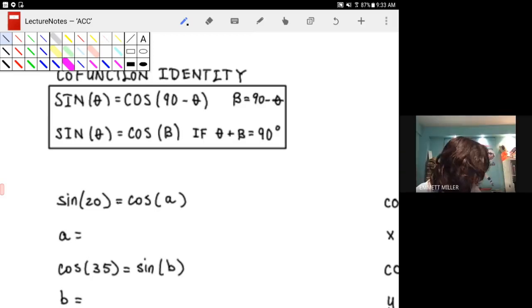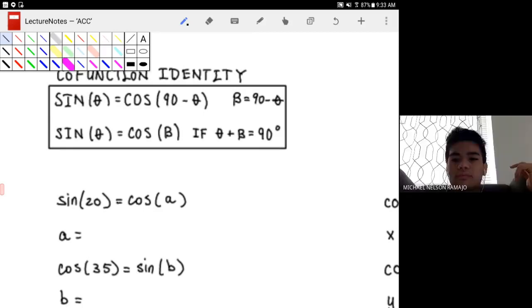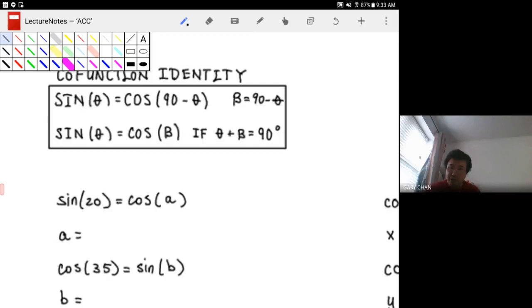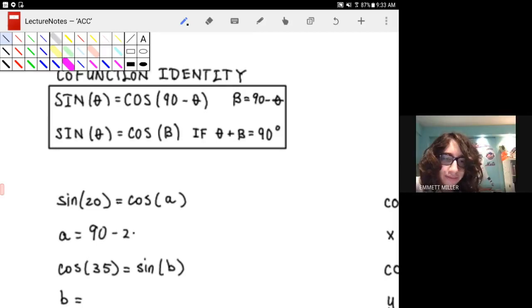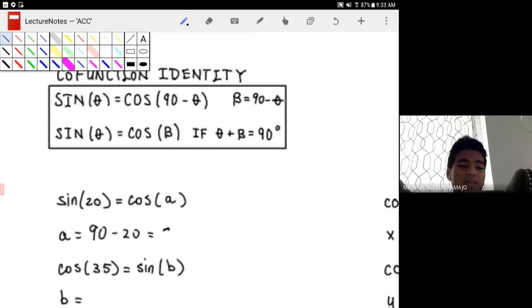That's it. So what would that be, Emmett? You can do 90 minus sine 20. Oh yeah, you're right. You actually don't have to figure out what sine 20 is. It's simply 90 minus 20. That's all it is. Just 70.